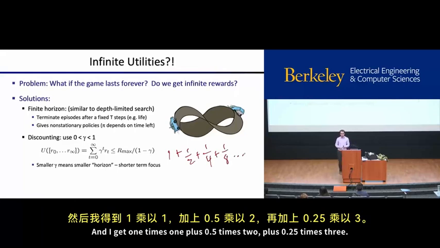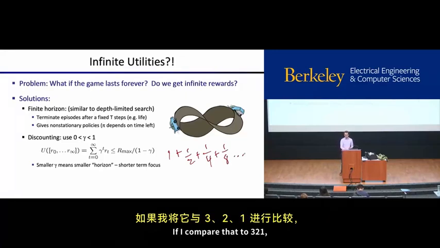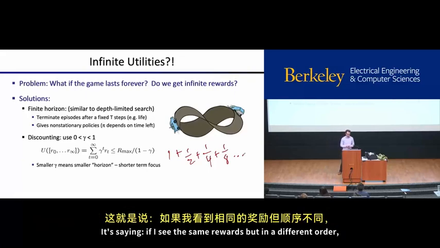adds up to 2. That's finite. So we can have a sum of infinite things, all of which are positive, but if we're discounting in this sort of geometric way, where we multiply by gamma each time, then these things will sum up to a finite number, as long as gamma is less than 1.